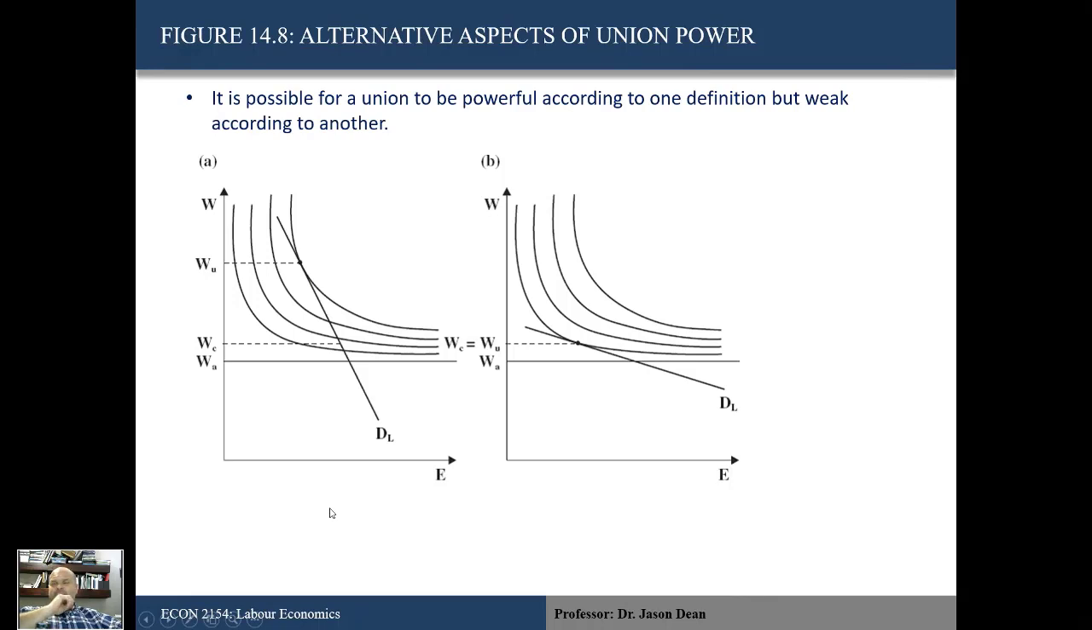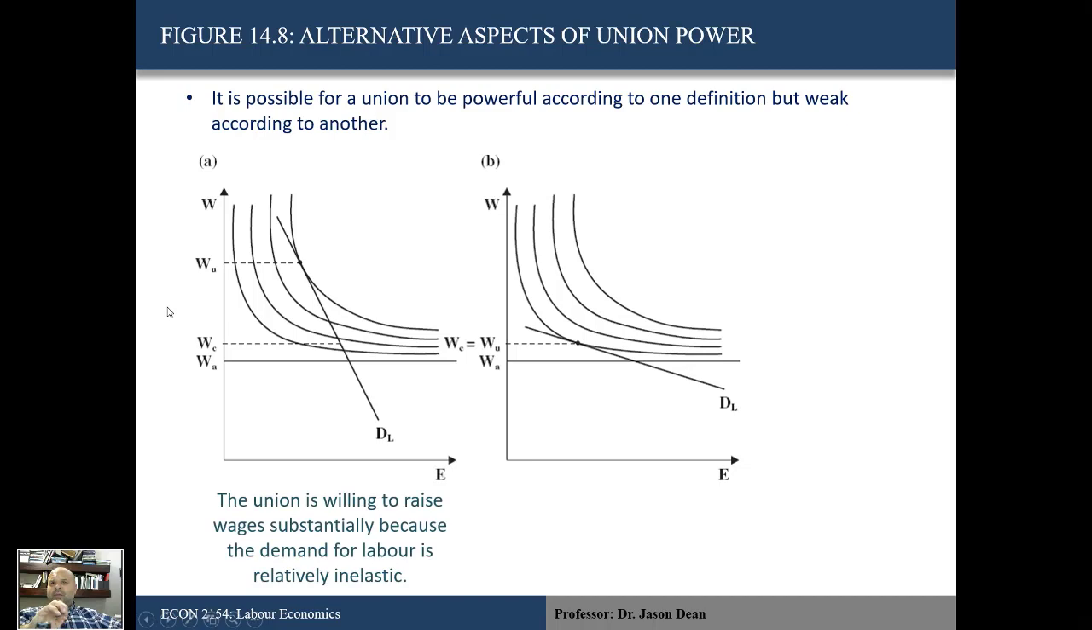So it's possible for a union to be powerful according to one definition, but weak according to the other. If we look at this first panel here, we have a very inelastic demand for labor curve, okay? And the optimum wage for the union would be this here, WU, okay? In this case, that would be where they'd want to go, and it's possible to get to that point, but they may not have the ability to raise wages.